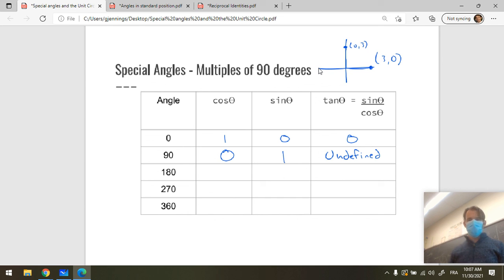Oh, 180, that's over here. Cosine is negative, so that's -1. Sine is 0, and tangent is -0. It's just 0. And then here, 270, that's down here. So cosine is again 0, sine is -1, and tangent is there undefined again. 360 is the same as 0. These your calculator will tell you.